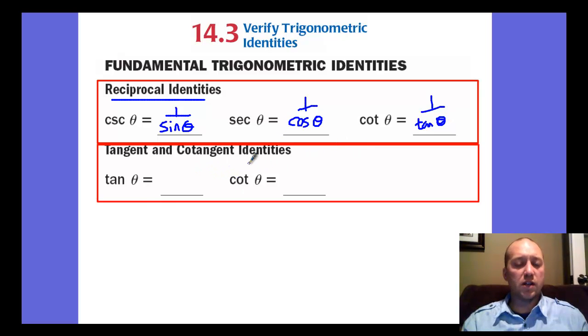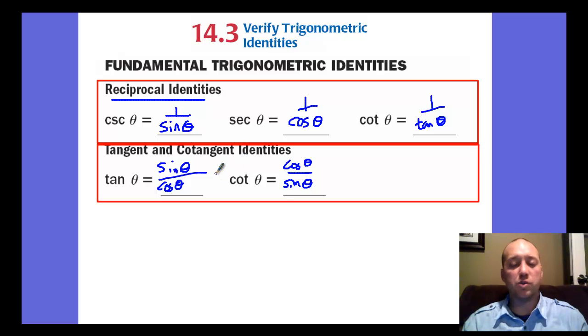The tangent cotangent identities: tangent of theta is equal to sine of theta over cosine theta. And then cotangent is just going to be the reciprocal, cosine theta over sine theta. So these are all equivalencies we should realize. When we see a tangent, we should also think of sine over cosine, which we've already been doing in class.